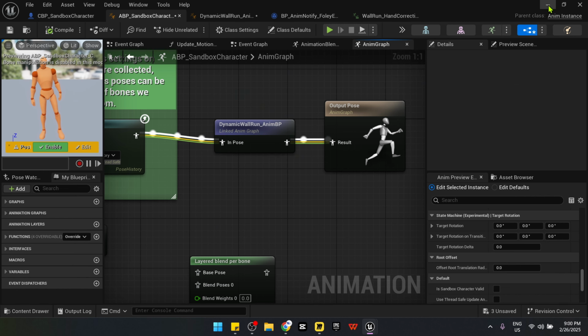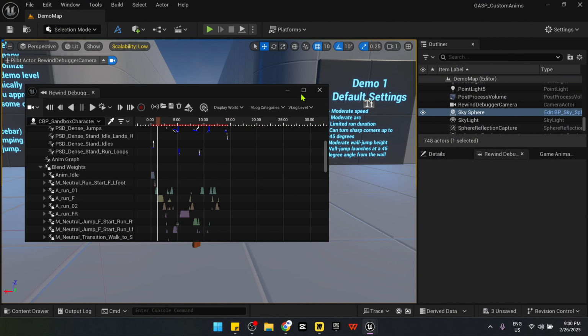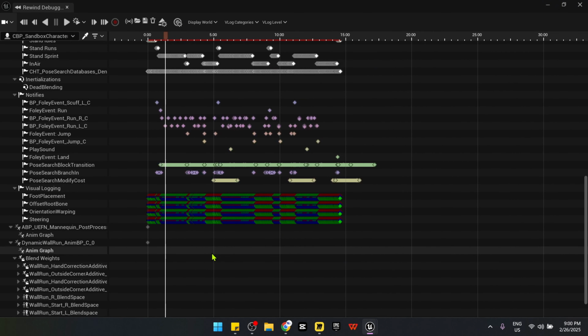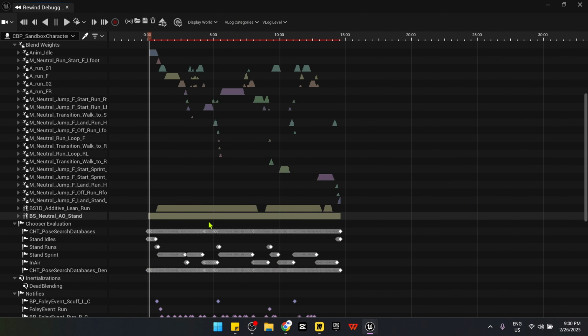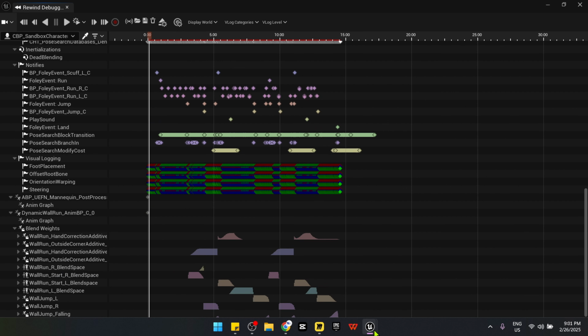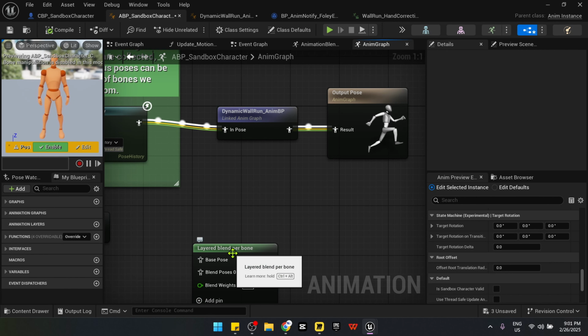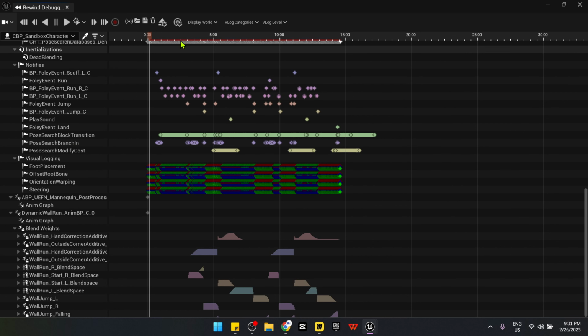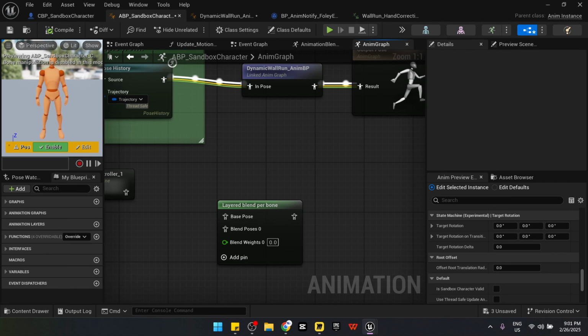And I want to just show you this right now. As we can see, this is the output of the last run, that is set up in a sequence. In a sequence output, instead of using a blend weight by bone, or whatever it's called, blend space by bone, layered blend by bone.